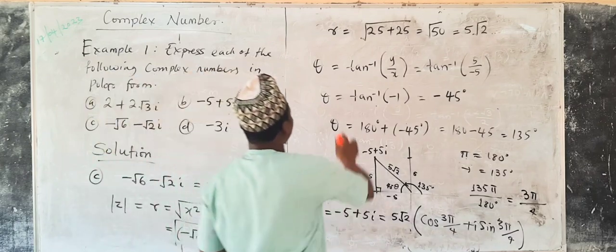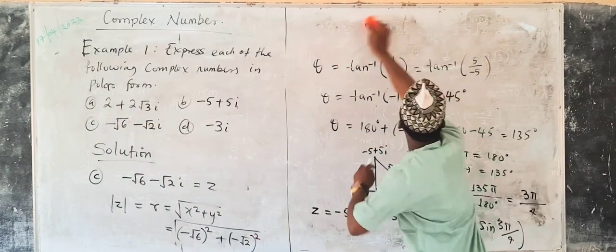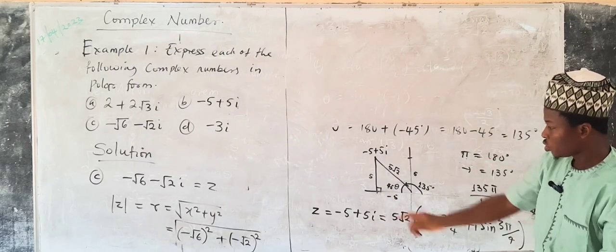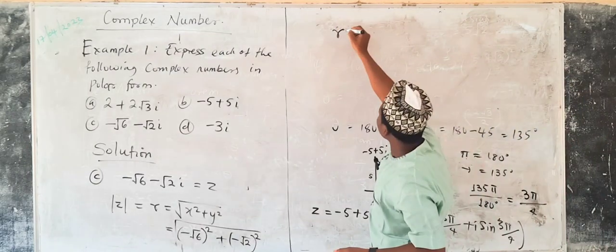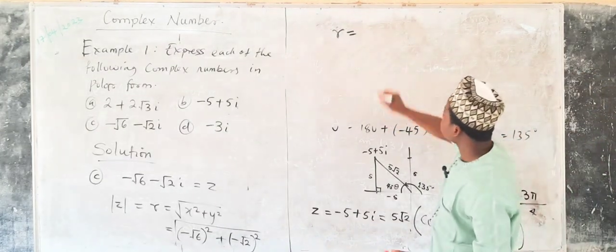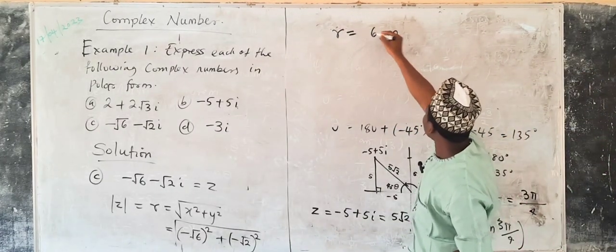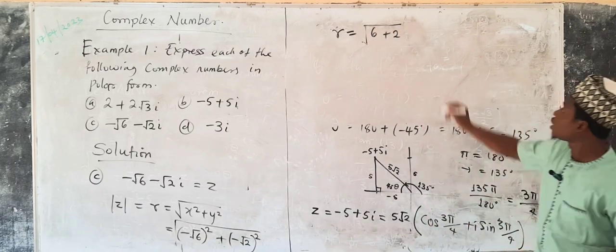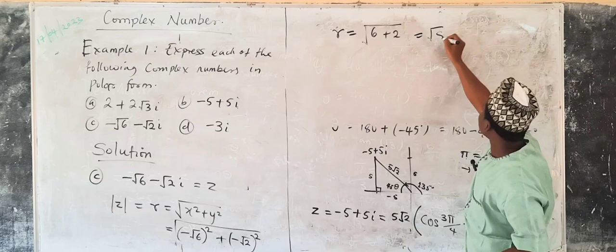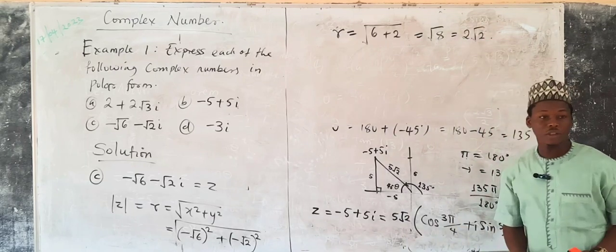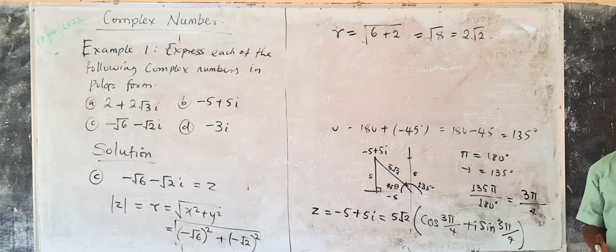So here we have r equal to the square root of 6 plus 2. 6 plus 2 is what? 8. So the square root of 8, which is what? 2 root 2. So this is our modulus. So we need to find the theta now.